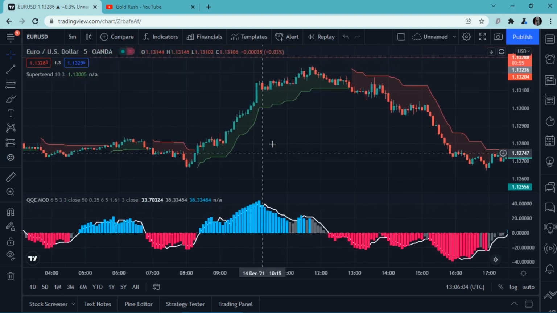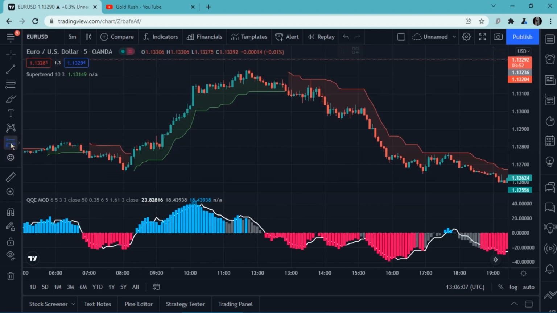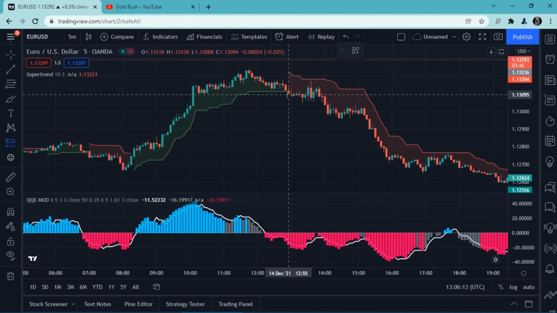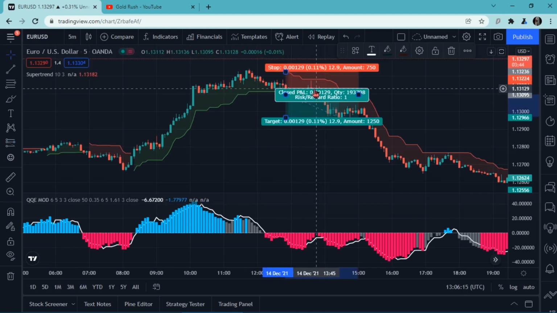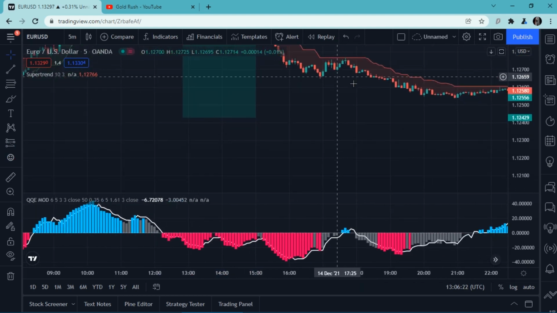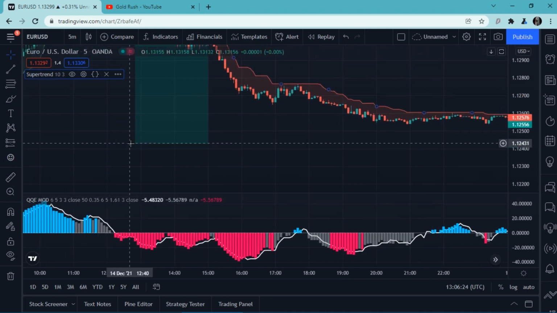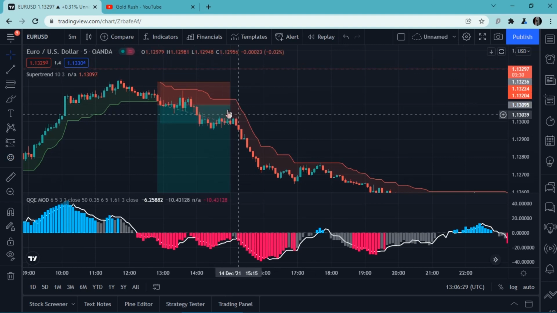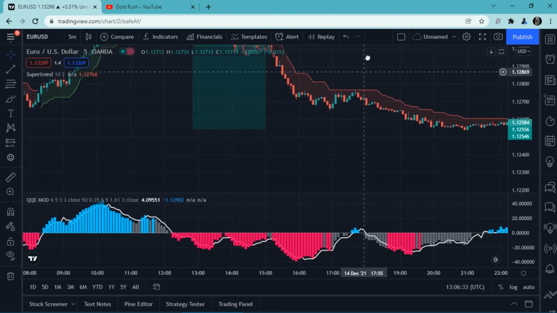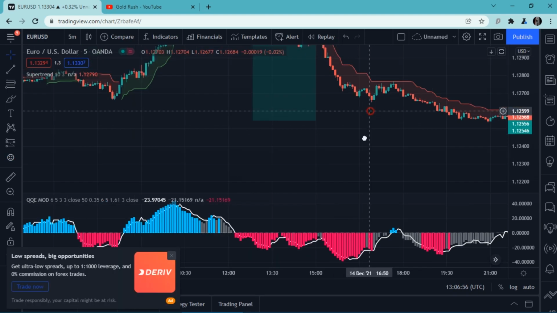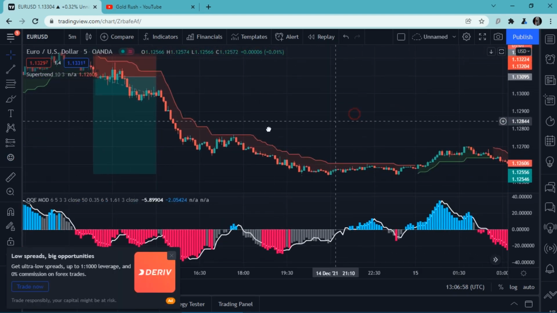All right. So as I was saying, assuming you're using just the Supertrend, this is how your entry would have been. Probably hit this one, and yep, that's it right here. Let's see how many pips you're making. You're making 54 pips from this particular trade. That's using just the Supertrend.